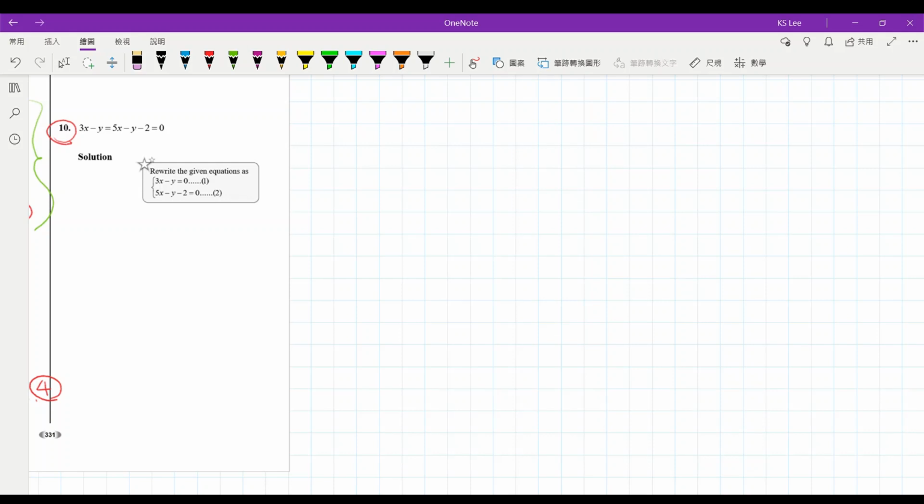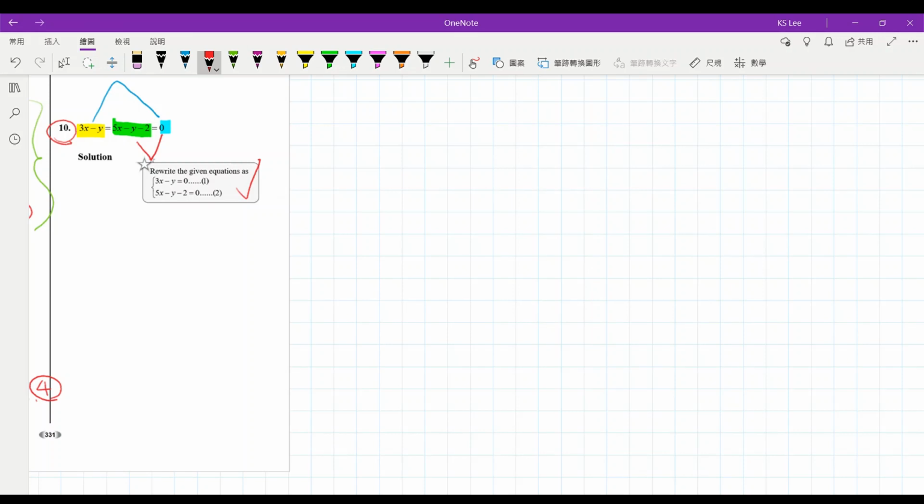For question number 10, although you can see that the question only includes one straight line, there are 3 parts. Here is the first part, second part, and my last part. So I want you to write down the 2 linear equations by taking the first and the last part, and taking the second part and the last part. And so you can write down the 2 equations like this. And we can start our solution.